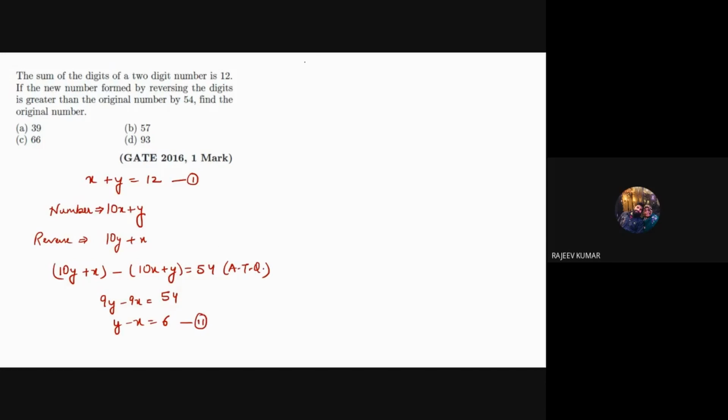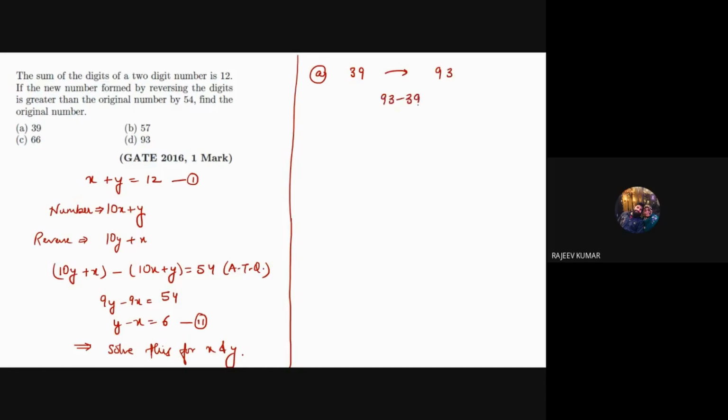The second method is to use the options. So अगर मैं A option की बात करूँ 39, if I reverse it, you will get 93. So 93 minus 39, yes, it is equal to 54. So I got the answer. The A is going to be the correct answer.